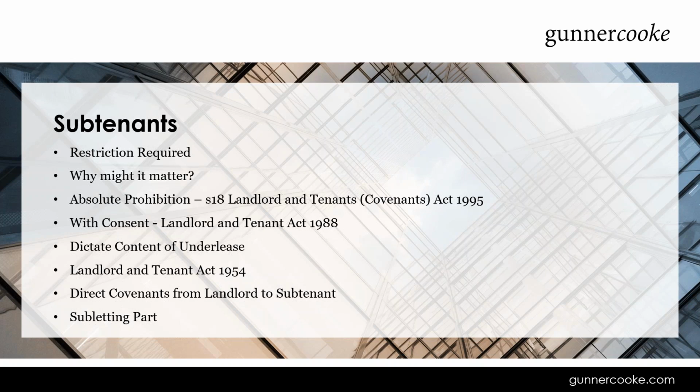You want to make sure, ideally, that it's contracted out of the Landlord and Tenant Act 1954 as well. Otherwise, you may find that you can get rid of your tenant, but you may find that your subtenant that's in there has got security of tenure. You also generally want direct covenants between the landlord and the subtenant, so that the landlord can then enforce those covenants about how the property is being used directly, without having to dogleg it through the tenant themselves.